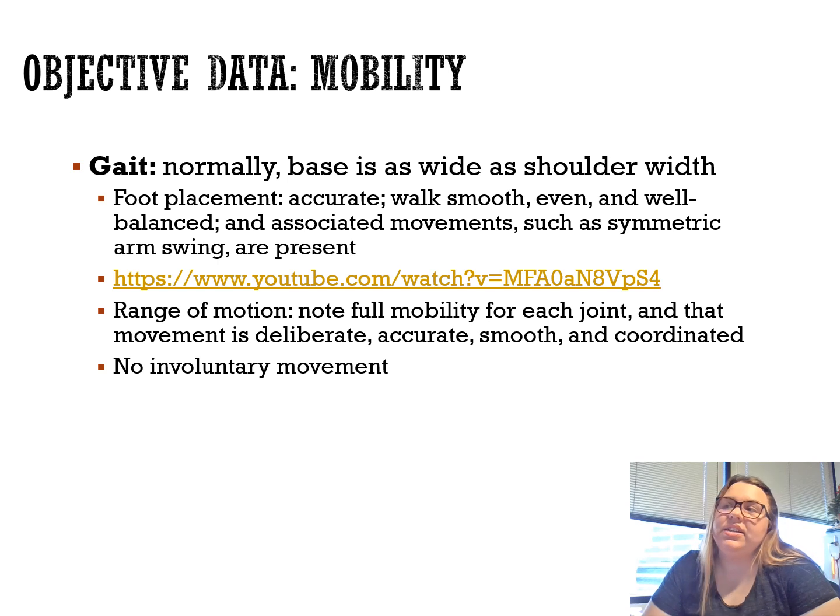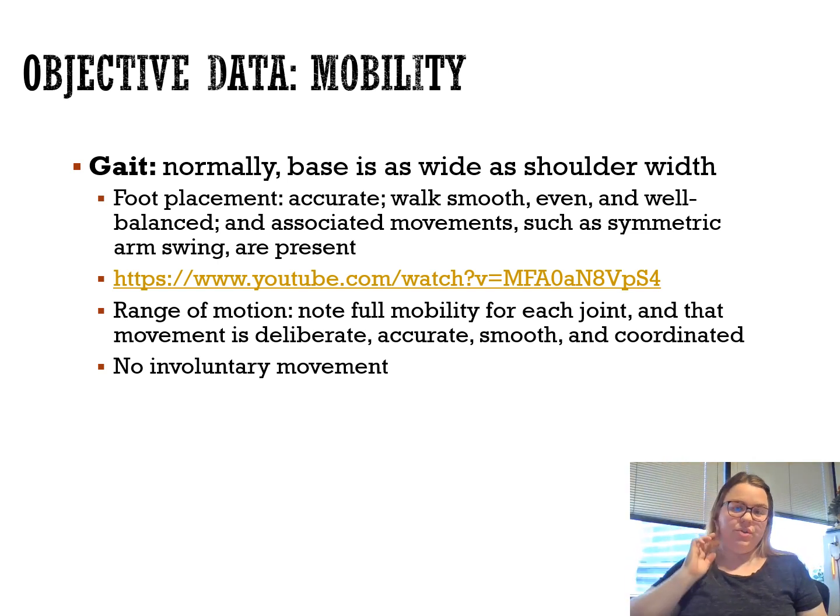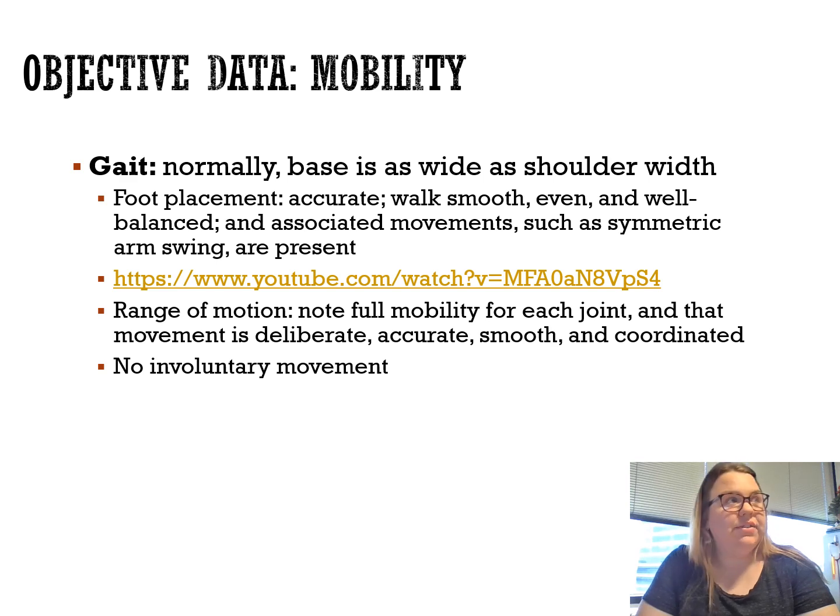Okay, so gait. Normally the base is as wide as the shoulder width. Foot placement. Is it smooth walking, even, well balanced? Are they symmetric arm swings? Range of motion. Are they able to move the arms with full mobility at each joint? Or is there any involuntary movement? Are they unable to move that side, and why? Did they have a stroke on that side, and is that why they can't move that arm?